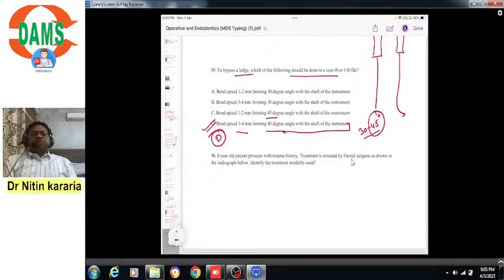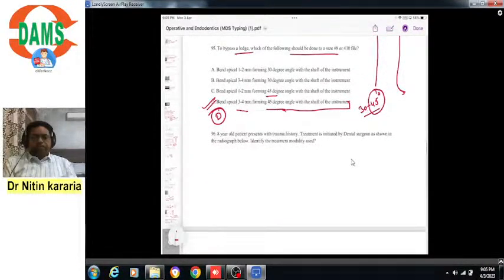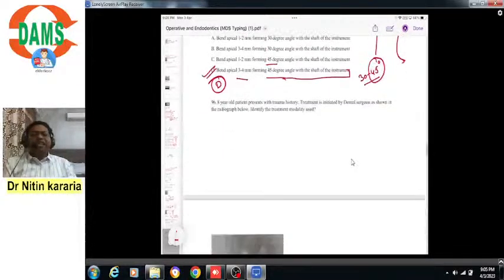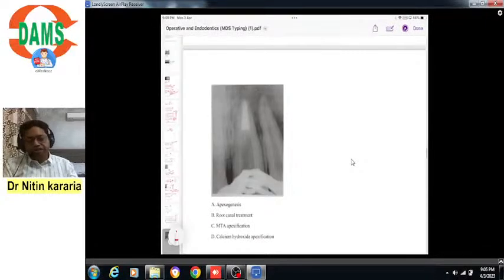Moving over to the next question. An 8-year-old patient presents with trauma history. The treatment is initiated by the dental surgeon as shown in the radiograph below. Identify the treatment modality that the dentist has used. Looking at the photograph, you can clearly identify what is the treatment done over here.